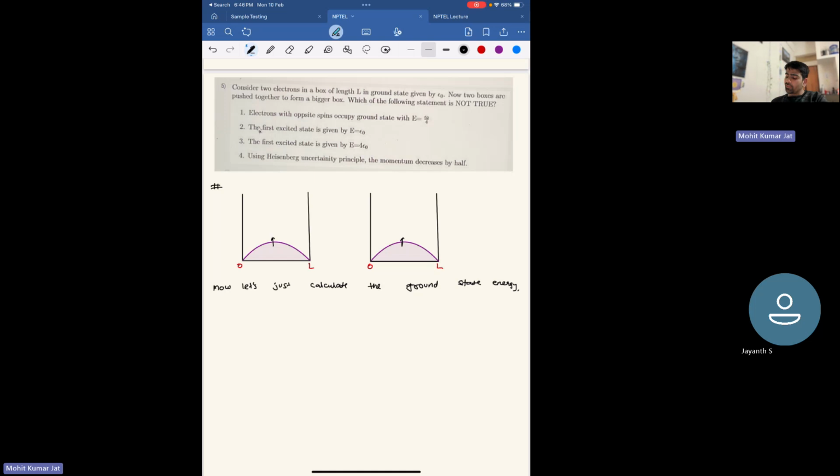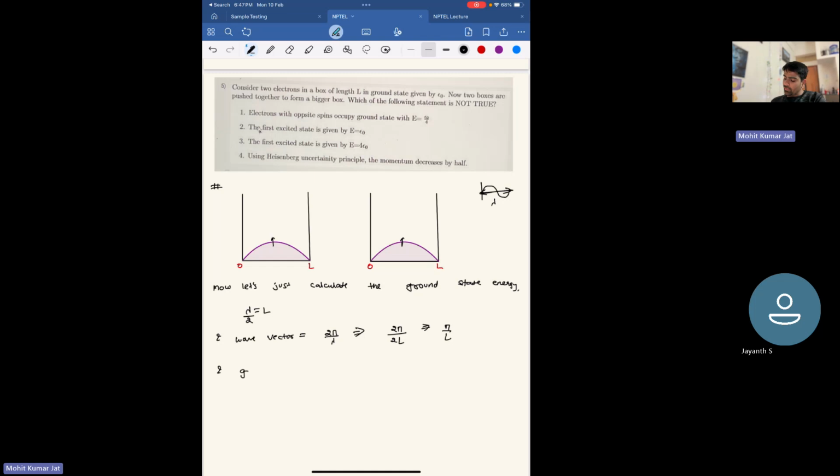So this is the wave function kind of thing, and we know this is lambda. So how do we define lambda for a wave? Here lambda by 2 is L, right? And K, we define the wave vector for a wave like this as 2 pi by lambda. That tells me that 2 pi by lambda is 2 pi by 2L, which gives me K to be pi by L.